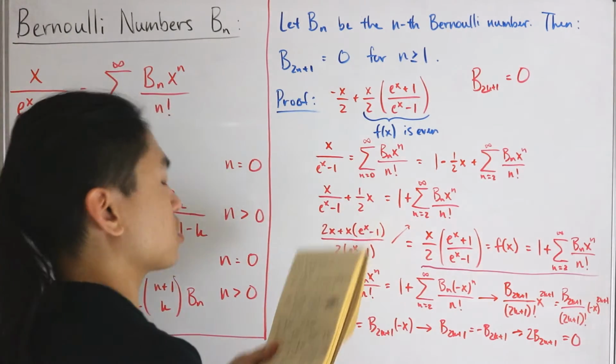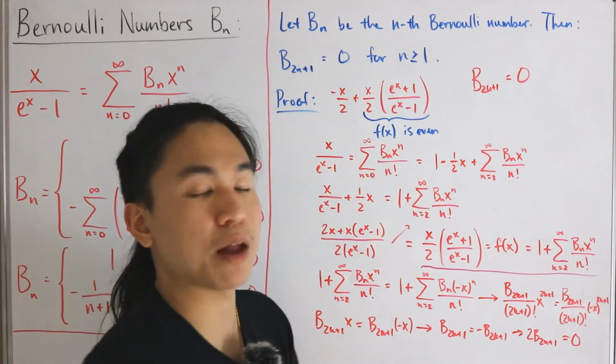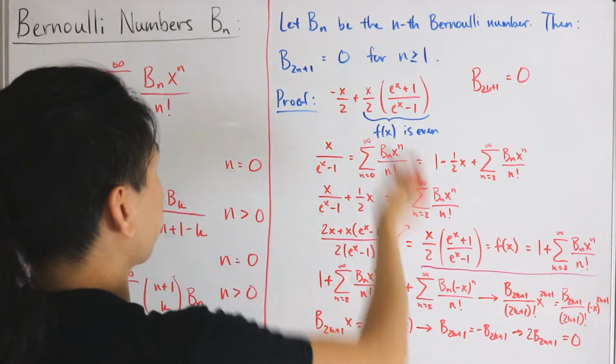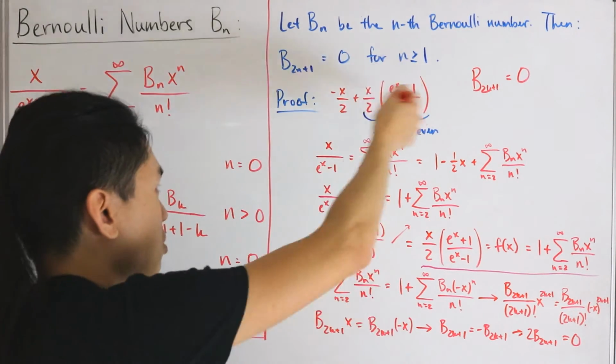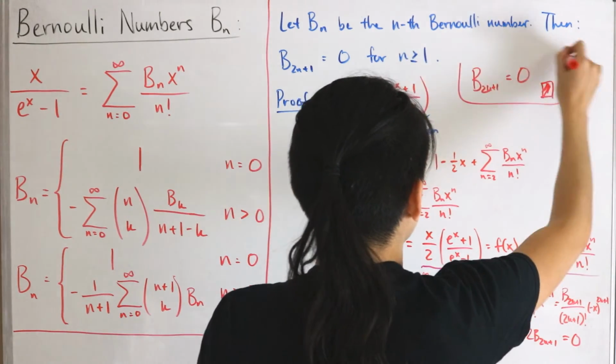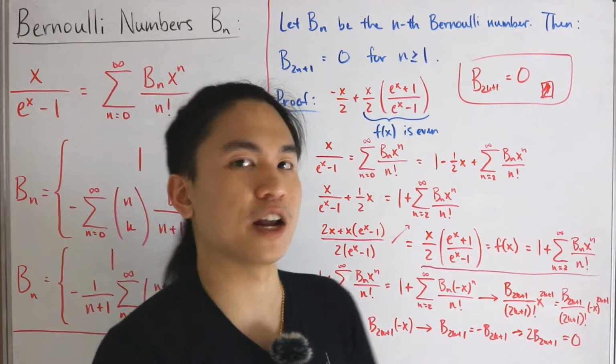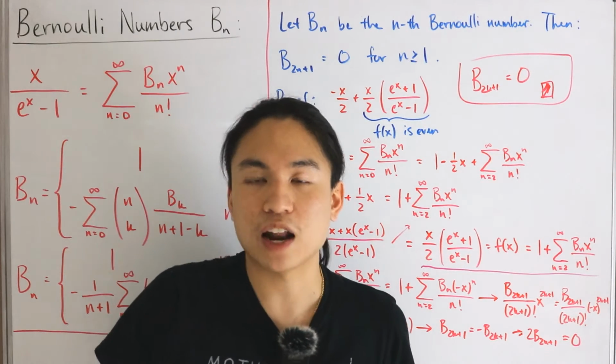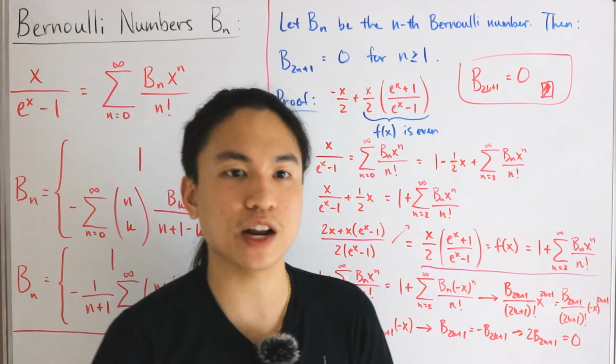And of course, thus for all natural numbers n, with n being greater than or equal to 1, we have that b sub 2n plus 1 is equal to 0 for the following. So this concludes our proof for the odd indices of the Bernoulli numbers vanishing just like that. So with that in mind, now let's actually move on to the next proof.